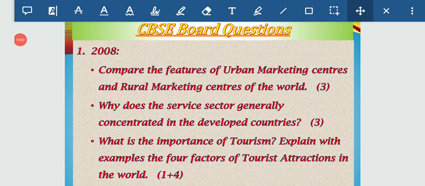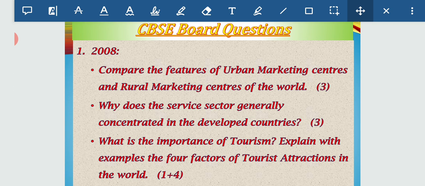So even the transportation network develops, the communication developments are there. So the importance of tourism means it generates a huge amount of employment. Tourism is a labor intensive industry. That means it provides employment on a large scale to the various aspects, to the various sectors. So that is a 1 mark question, and explain the example.